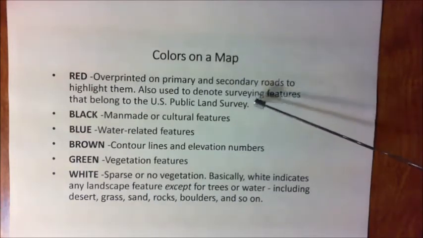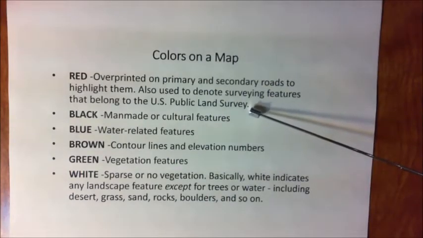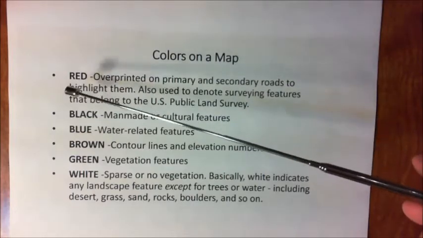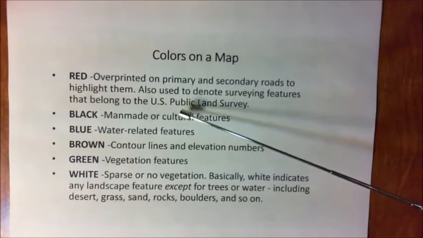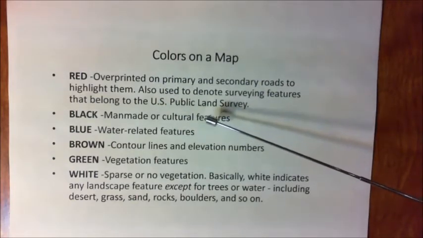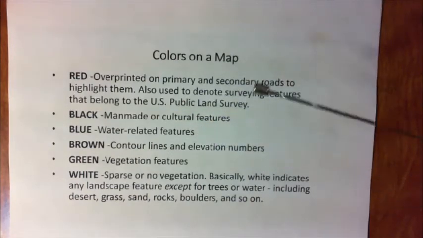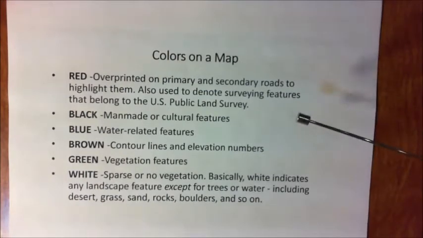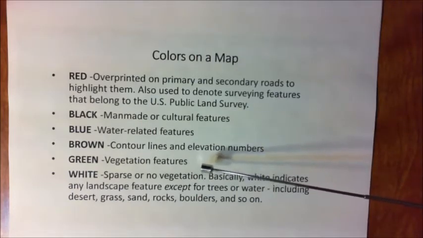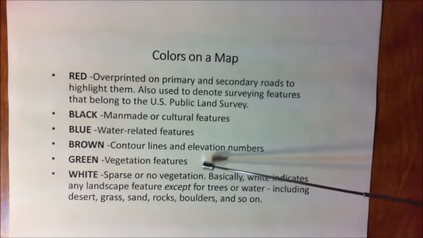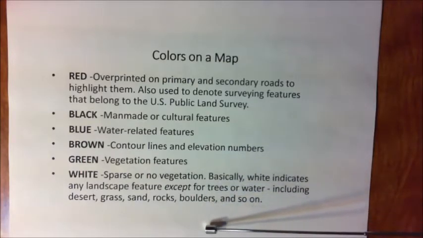And red also denotes surveying features that belong to the U.S. Public Land Survey. Well, I have no experience with that, but red, as you'll see, is the big and the medium roads. Black, man-made or cultural features. We'll see some examples of that. Blue, again, makes sense, water. Brown, if you've seen the other videos, contour lines. Green, doesn't take a genius there, vegetation features. And white, sparse or no vegetation.